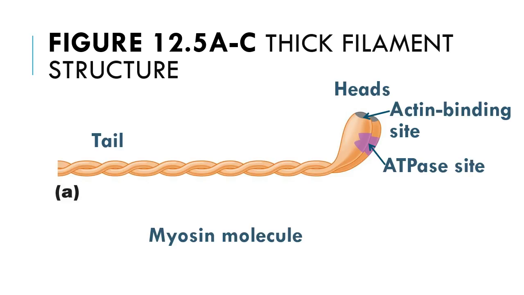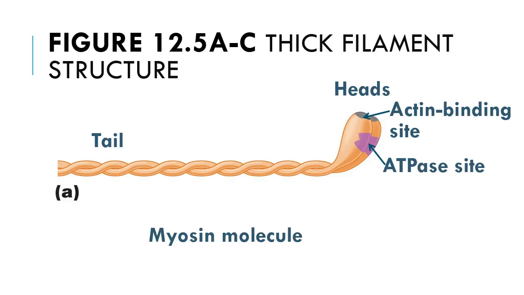So our myosin molecule is a dimer, meaning two of these proteins, with a tail that anchors it into the thick filament, and heads that have the ability to bind actin and also ATP, to split ATP, to take its energy.